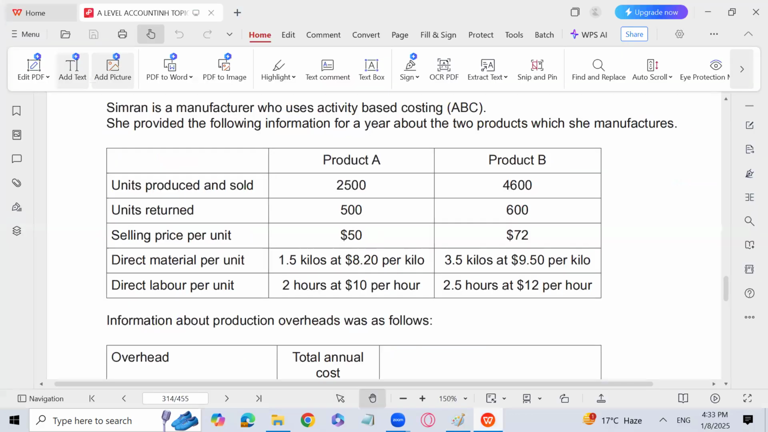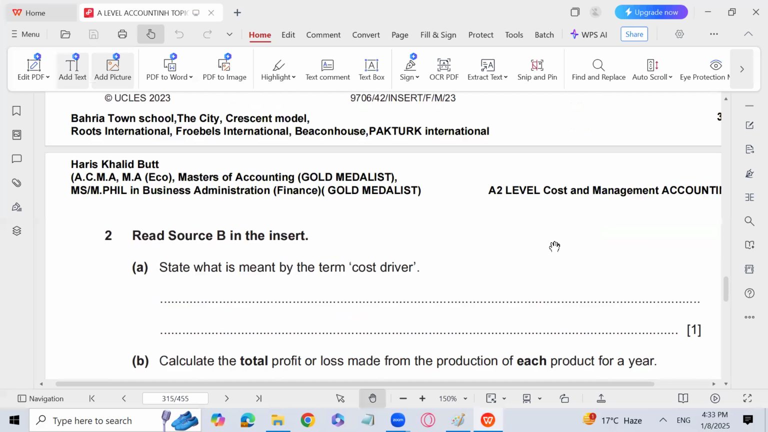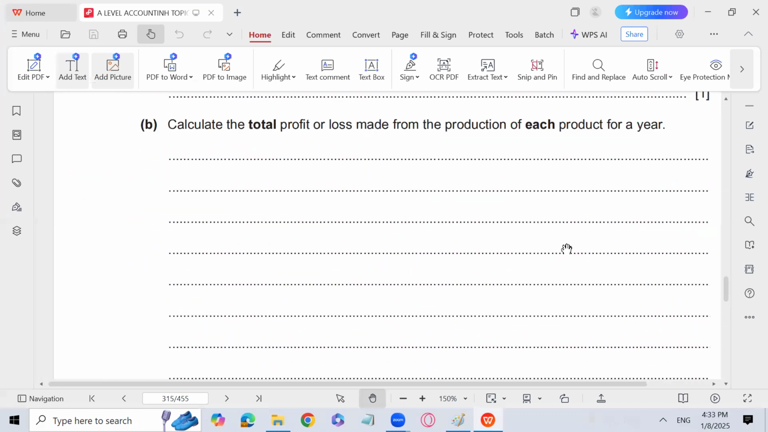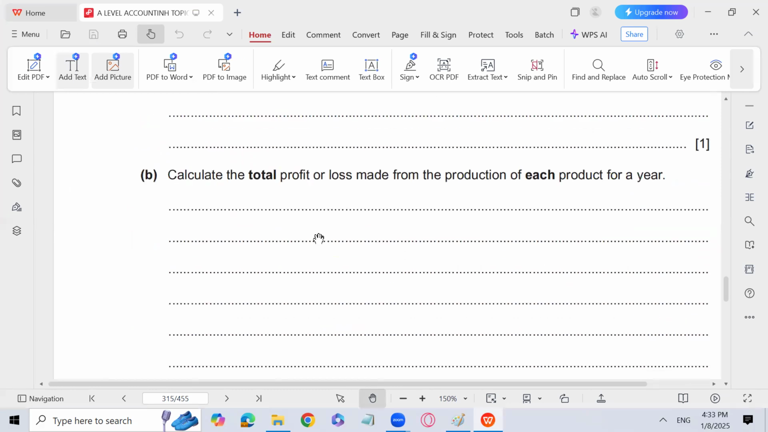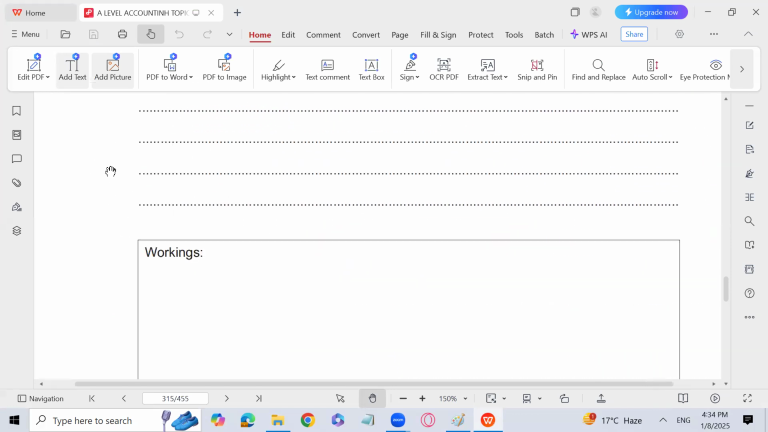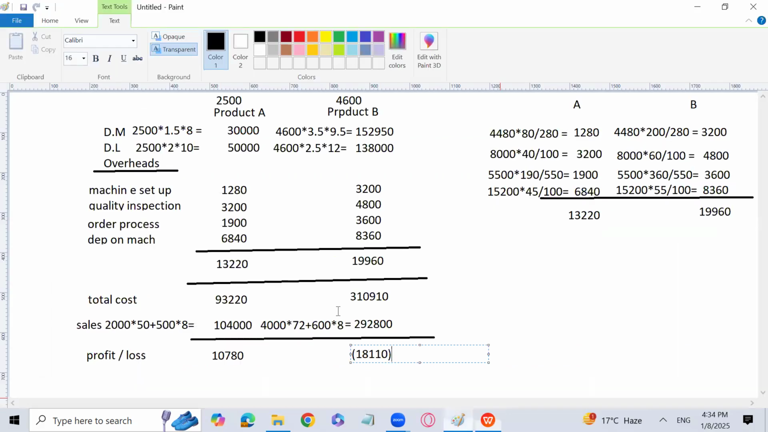Now, let's see what the examiner is basically asking us. Total profit or loss made from the production of each product for a year. Okay? So he has simply written total profit or loss, both are possible, right? And for each product for a year. So we have a profit for the sale of one product, and for the other product we are going to have a loss.